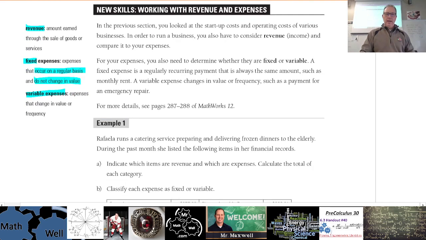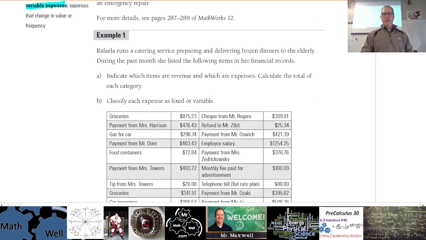All right, so example number 1, we talked a little bit about this with some of you already that were here, and maybe you've done this question already, but Rafaela runs a catering service, preparing and delivering frozen dinners to the elderly. During the past month, she listed the following items in her financial records. So A, indicate which items are revenue and which items are expenses. Calculate the total for each category.